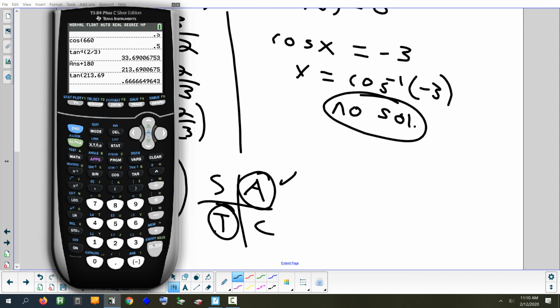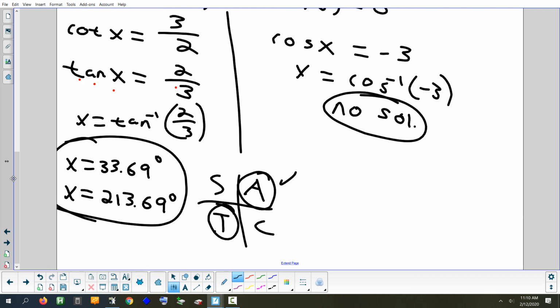Close. Why didn't it come out exact? Because I round. But I could check the other answer as well. But since I based the second answer off the first one, the first one's probably right. Any questions on that?